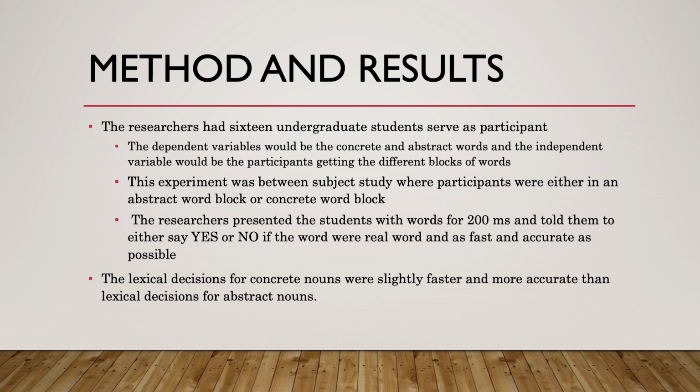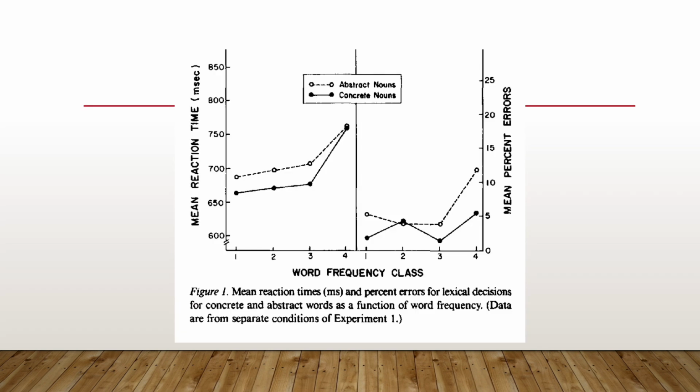To give a visual representation of the results, here we have a screenshot of the results in a graph format to help better understand it. So on the left side, we have the mean reaction time, and on the bottom we have word frequency class, and then on the right side we have mean percentage error, but we would focus more on the left side.